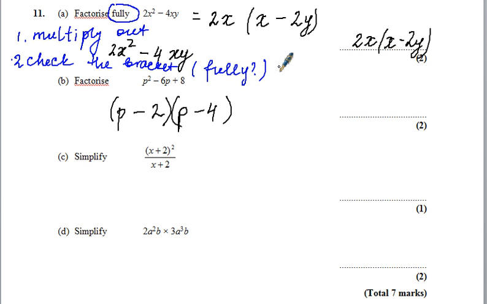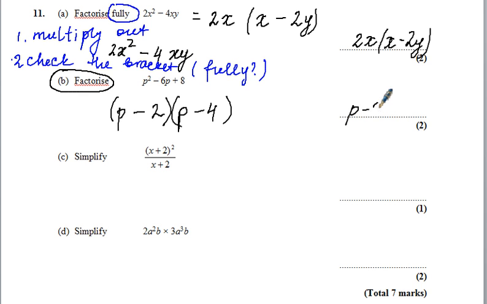What was surprising in the paper was that some of you managed to get almost correct numbers, 2 and 4. The signs were wrong, and when you multiply out, you managed to make even more mistakes, and you did not react to the fact that you are not getting back your expression. Alright, so make sure you have done enough practice. Go back to your textbook and do more practice on factorizing simple quadratics.